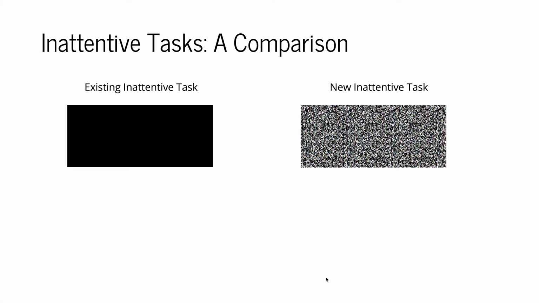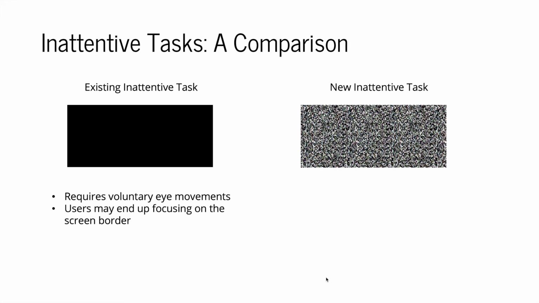Next, we compare the inattentive task. The existing inattentive task involves making the user look at the periphery of a blank screen. This is bad for two reasons. First being that it requires voluntary eye movements, which may affect the EEG signals, and second being that the user may end up focusing on the screen border.